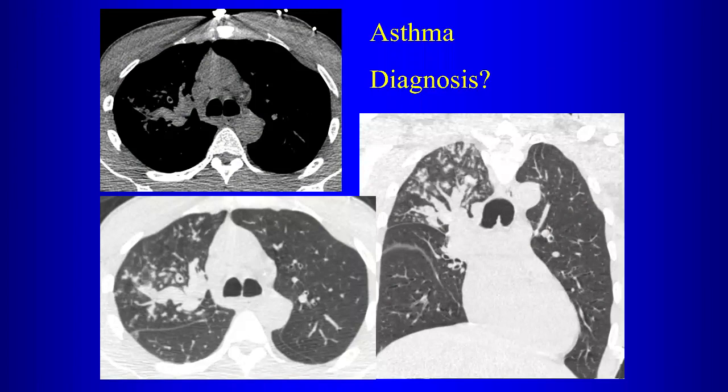Like large areas of mucoid impaction and tree-in-bud opacities. Yeah, so we have tree-in-bud opacities, and we have these areas of mucoid impaction. So in an asthmatic who has these findings, what might we be thinking about? ABPA. ABPA, right. So notice the airways are also dilated here from the mucoid impaction.